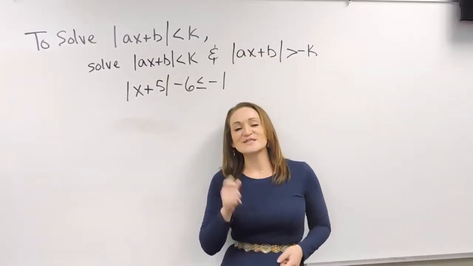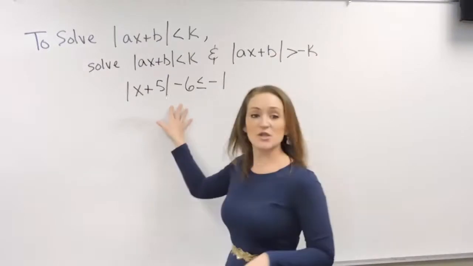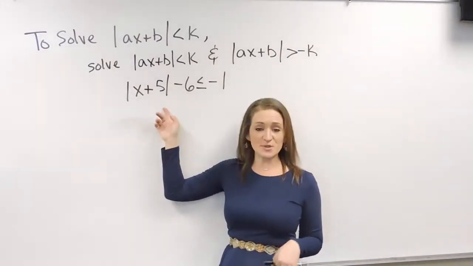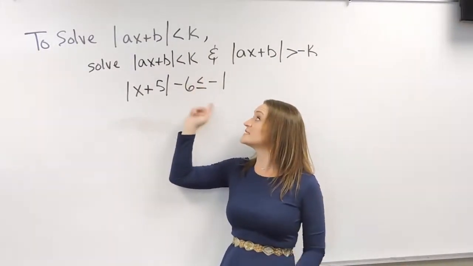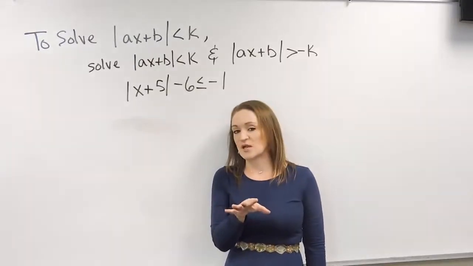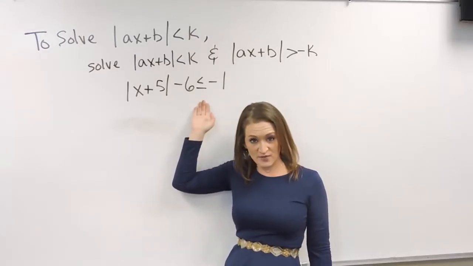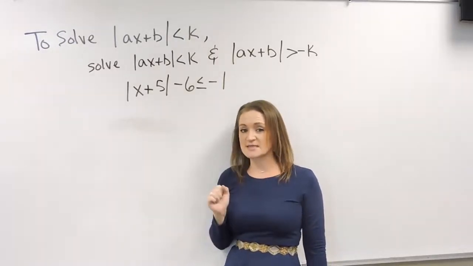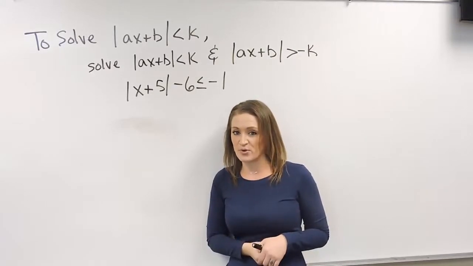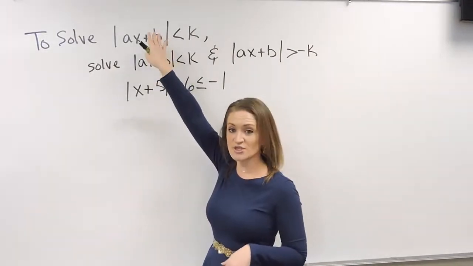Okay, so let's solve another absolute value equation here. For this particular example, we have an absolute value inequality that is less than or equal to -1 over here. When it comes to absolute value equations, remember it is important to see what kind of symbol you have going on over here, because it's going to tell you how to work this example.